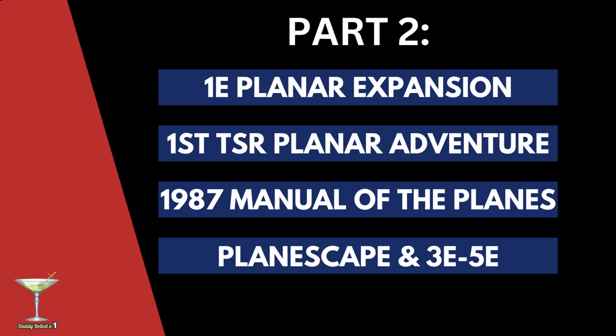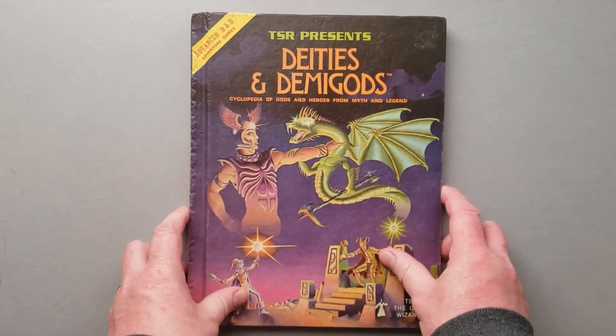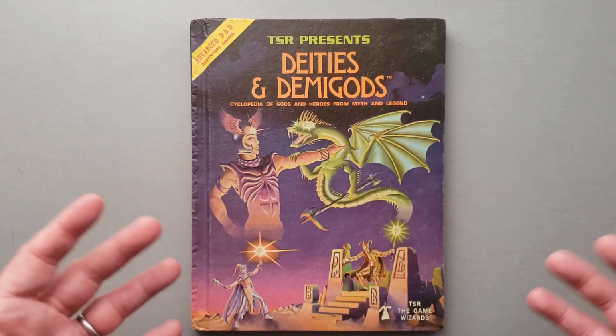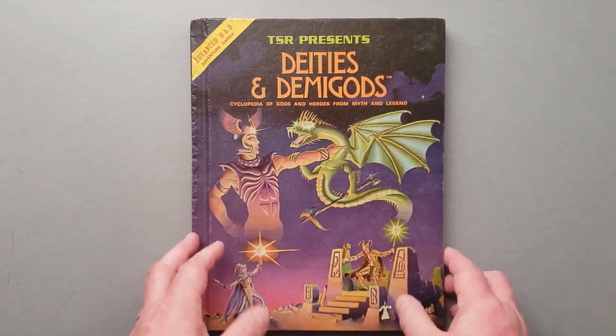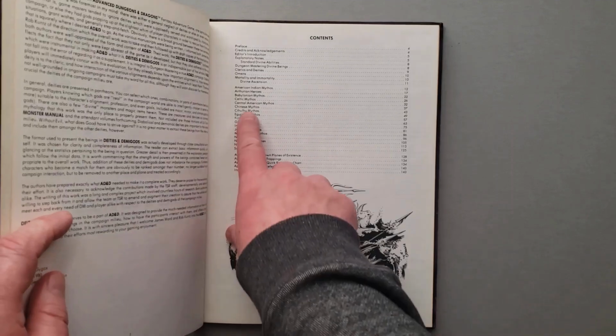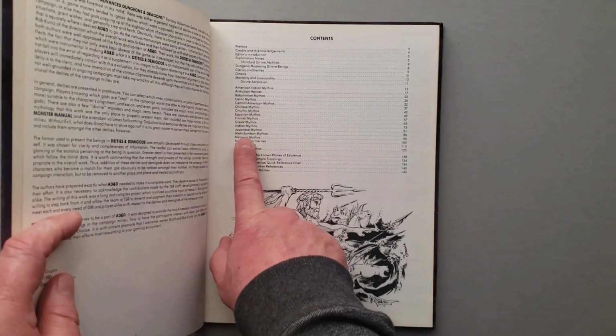Okay, so with that, then let's jump to 1980. So this is 2 years after the release of the Player's Handbook and that introduction in the Player's Handbook of the planes of existence and the planar cosmology. Then you have Deities and Demigods. There were 2 different versions of this book released. This is the second printing, so this is the one that has the Cthulhu and the Melnibonian mythos.